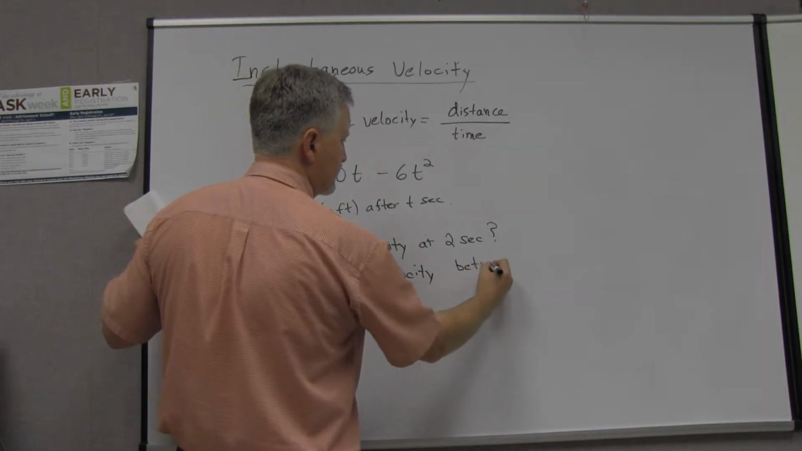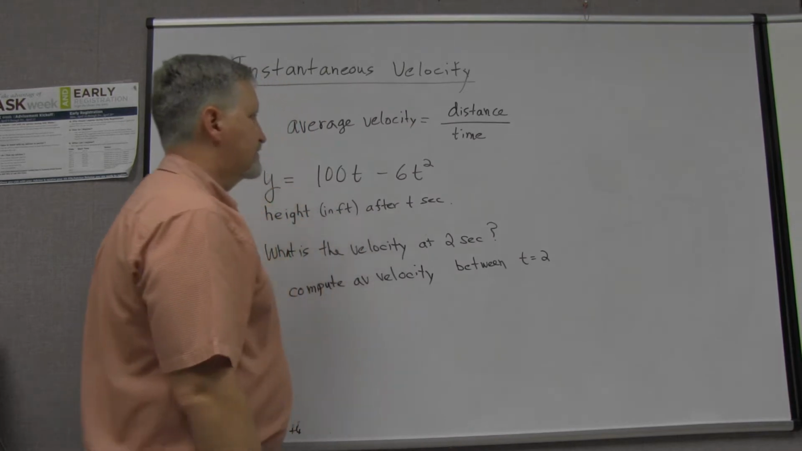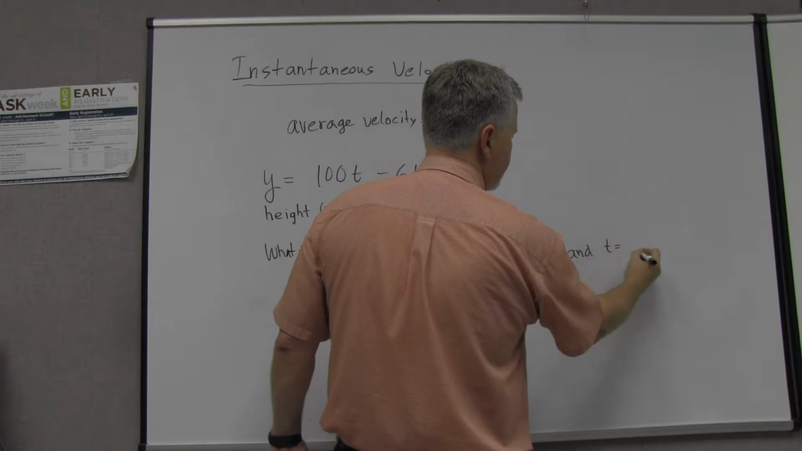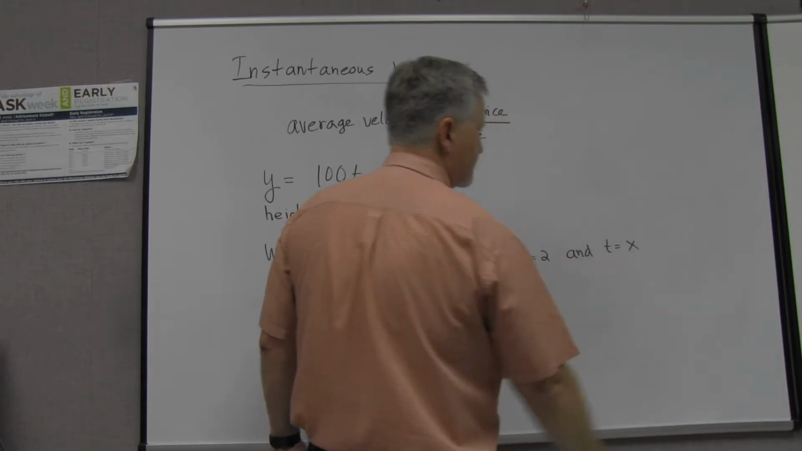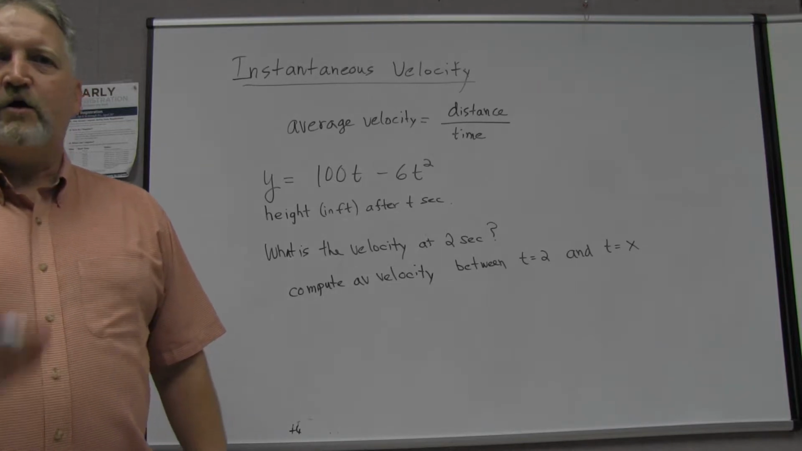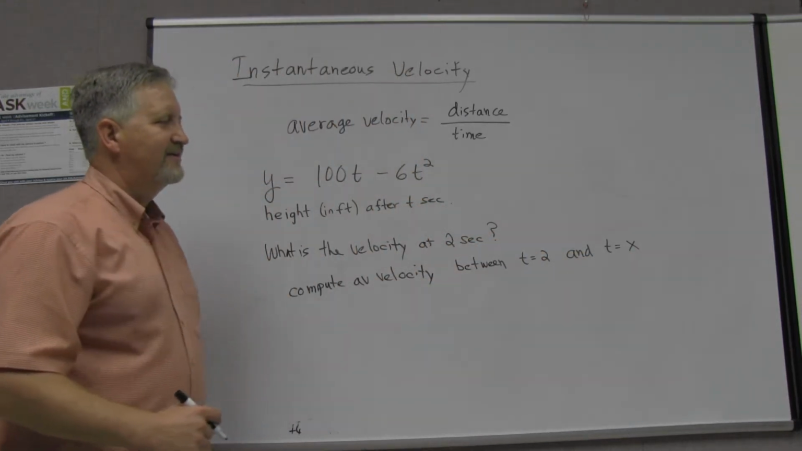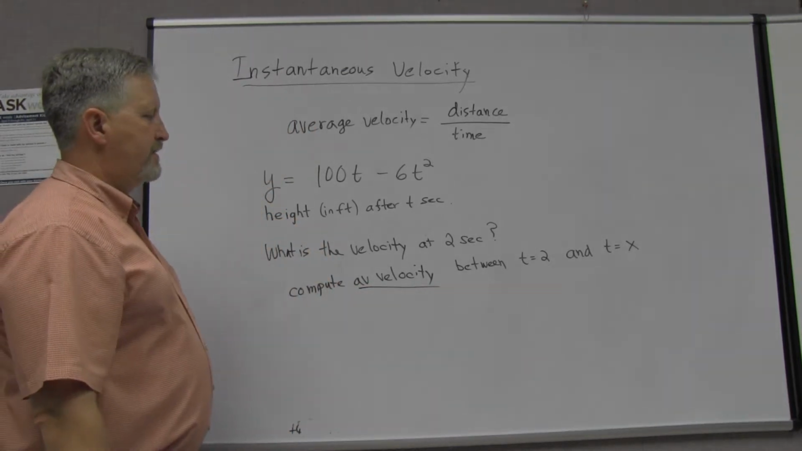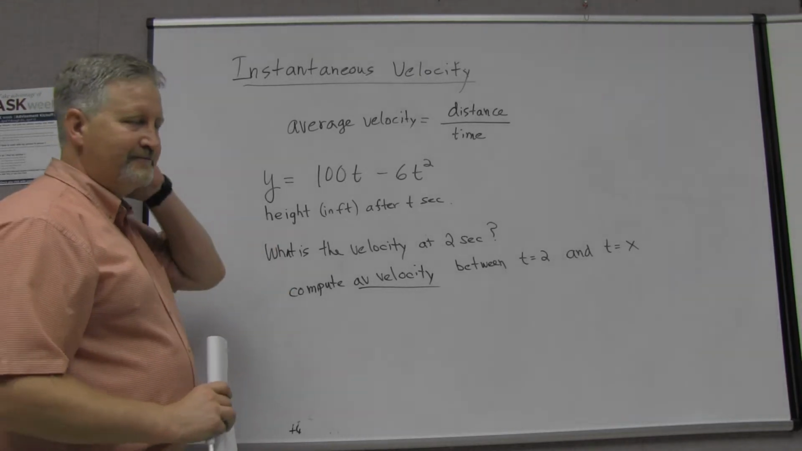between t equals 2, so the first one's going to be t equals 2, and then t equals another value, let's call it x. See what I'm saying? If I go out to another t value, call it x, then I can compute this average velocity. And then we'll see where to go from that. Just kind of get the general thinking.